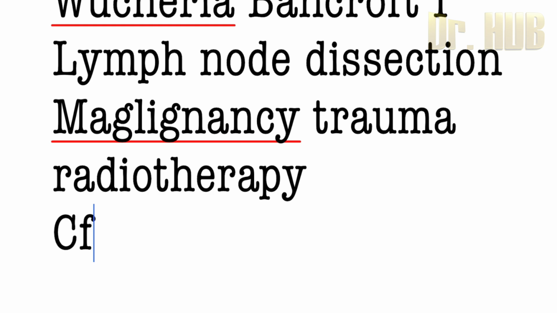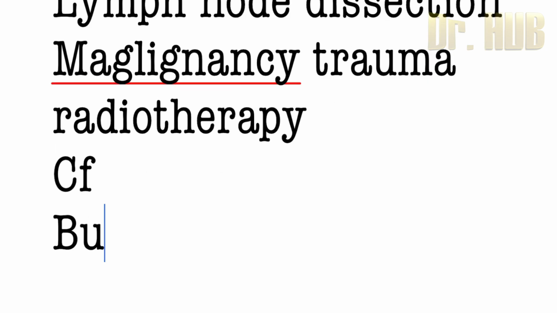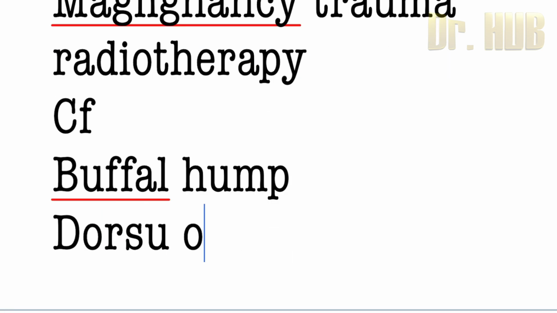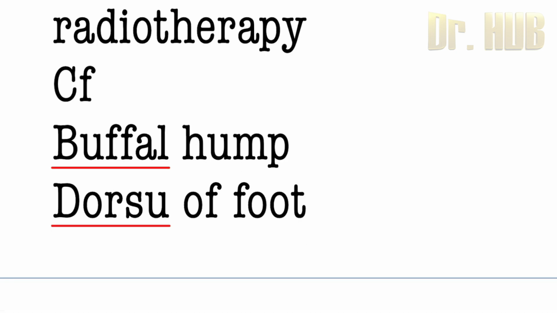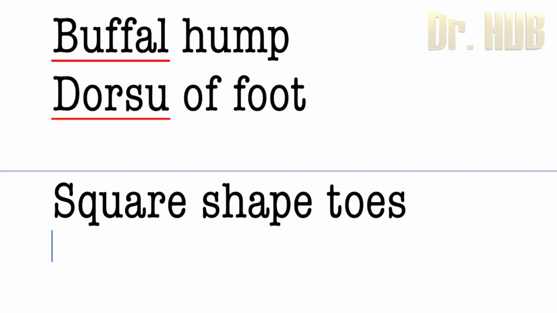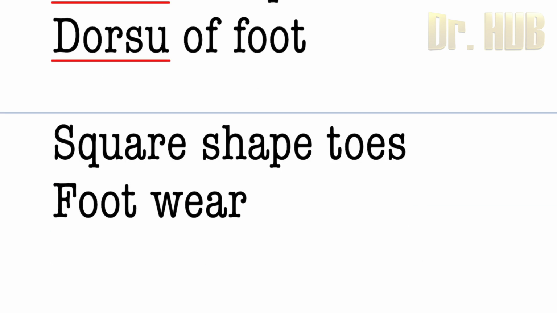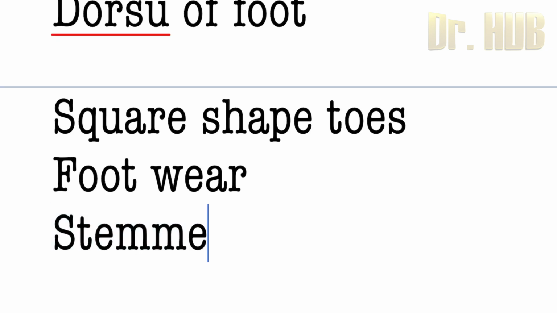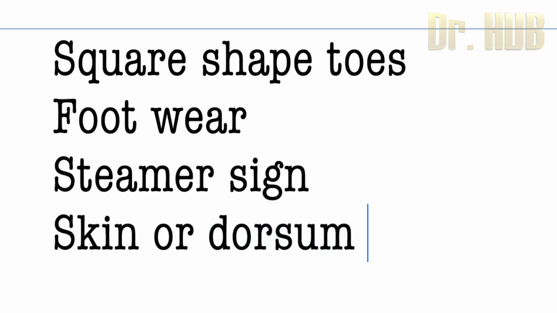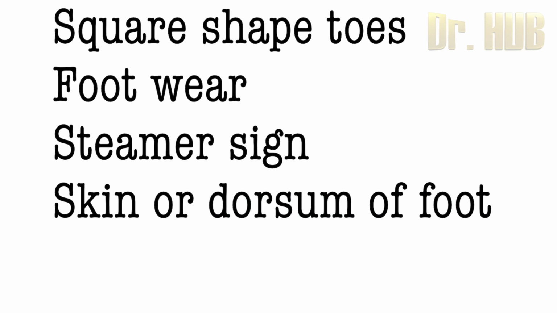Now, what are the clinical features? It includes something known as a buffalo hump, which is seen at the dorsum of the foot. Next are square-shaped toes, due to footwear confinement, and also the Stemmer sign, where the skin on the dorsum of the foot cannot be pinched.